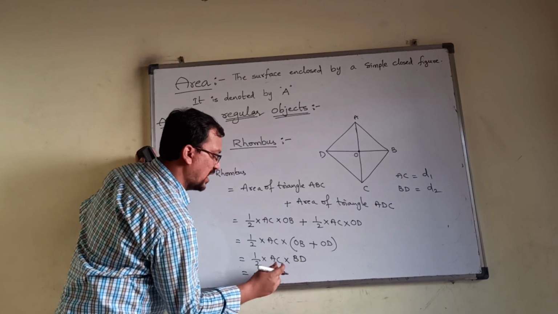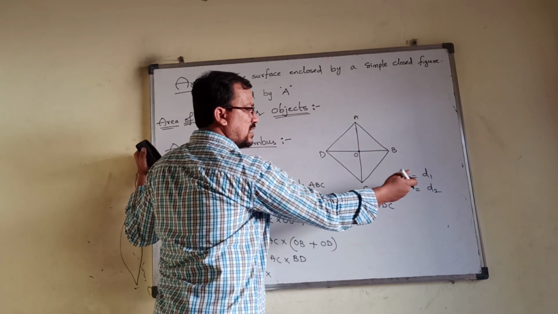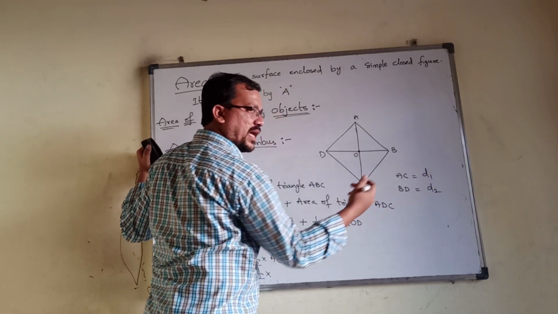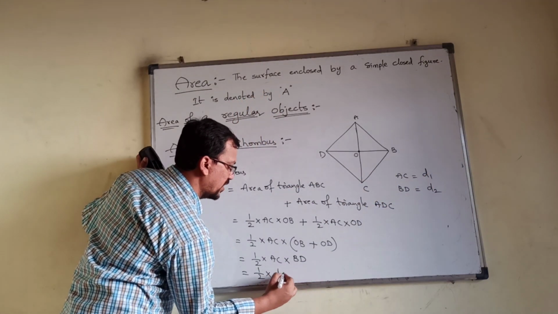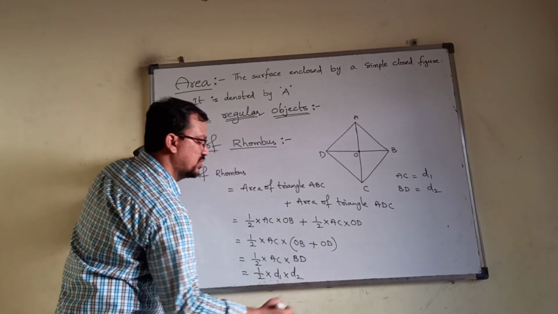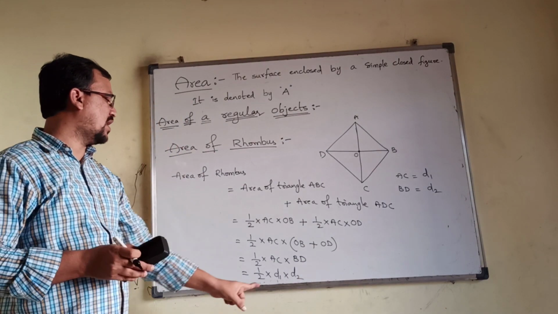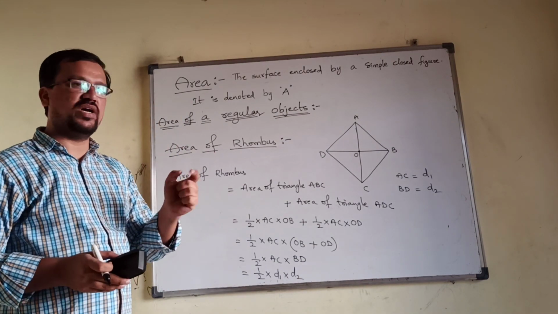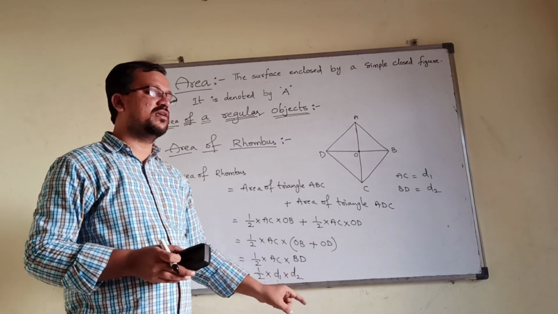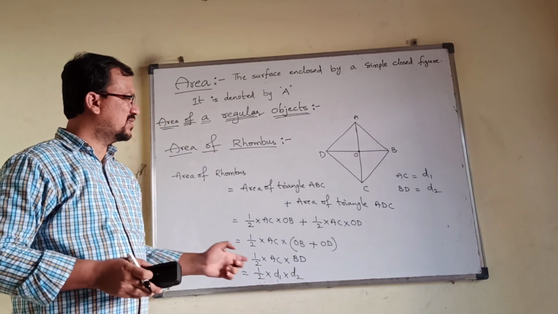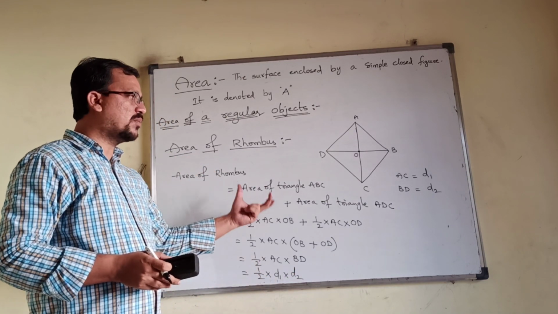Half into, we have already assumed AC as diagonal 1 and BD as diagonal 2. So half into D1 into D2 is the area of the rhombus when diagonal 1 and diagonal 2 are given to you. In this way we can find the formulas.